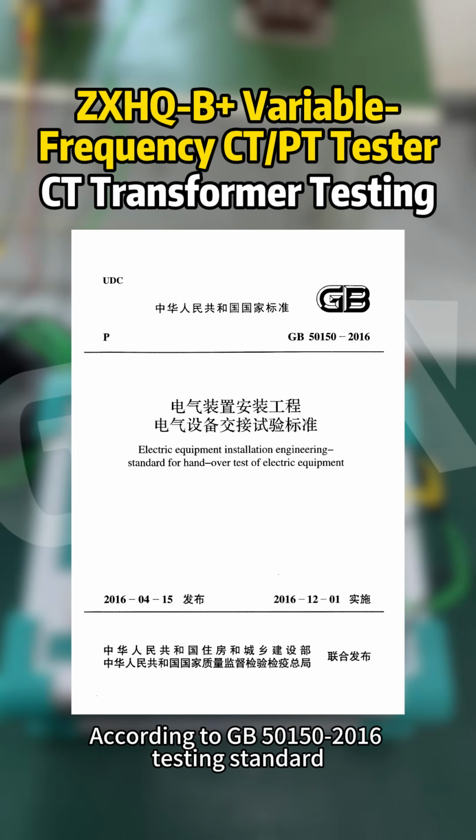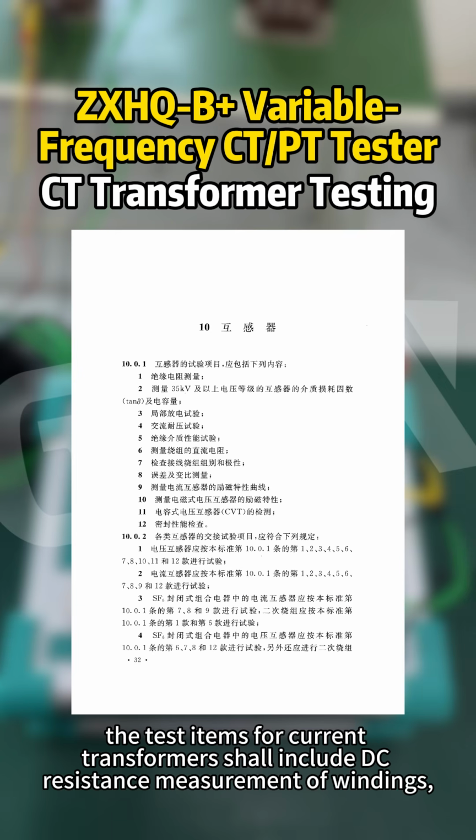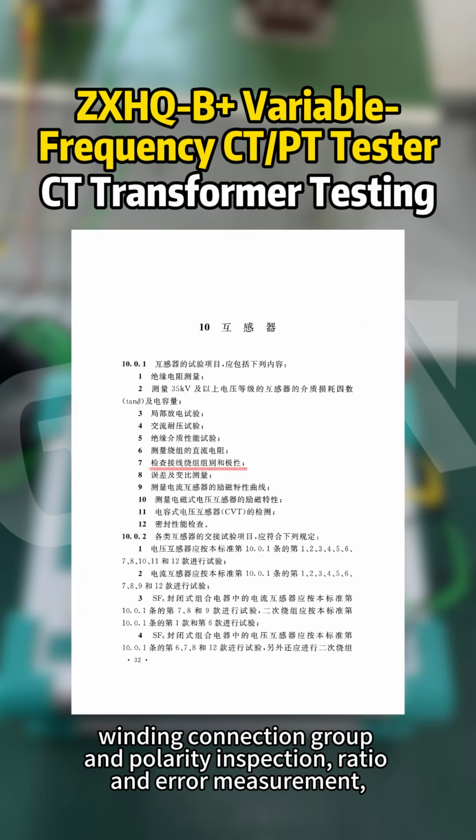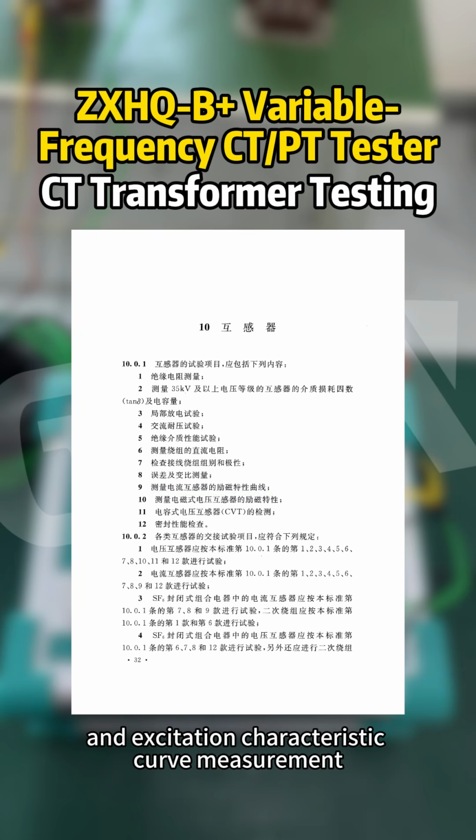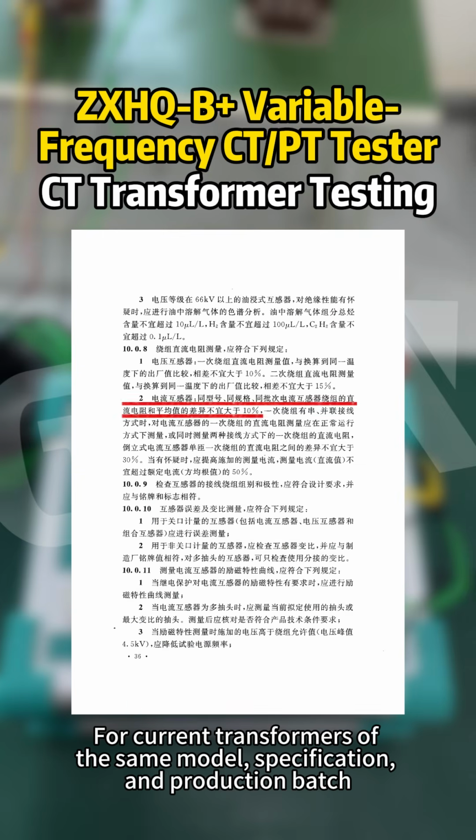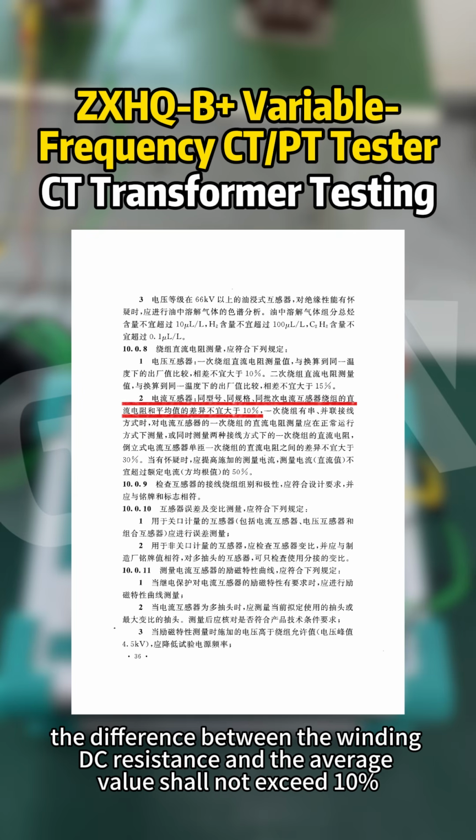According to GB 501-502-016 testing standard, the test items for current transformers shall include a DC resistance measurement of windings, winding connection group and polarity inspection, ratio and error measurement, and excitation characteristic curve measurement. For current transformers of the same model, specification, and production batch, the difference between the winding DC resistance and the average value shall not exceed 10%.